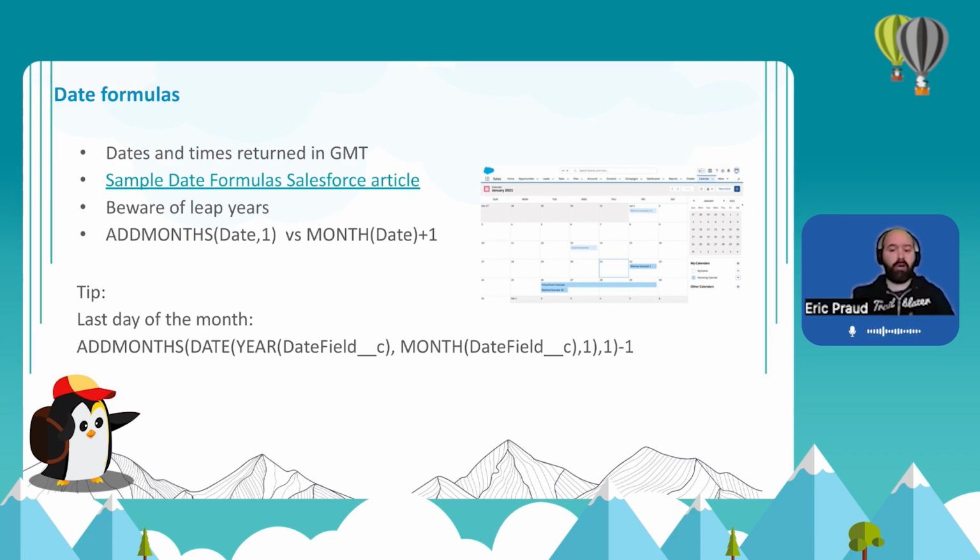Therefore, if your formula returns a number greater than 12, for example, you have a date in December and you add 1 month, it will result in an error. Add month will not error out and is therefore preferred. As a bonus, I've added a date formula using the add month function to return the last day of the month of a date field.